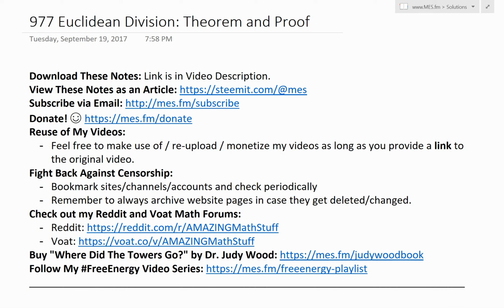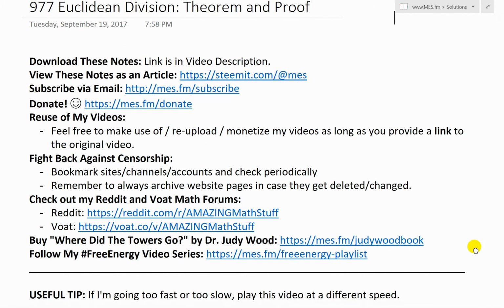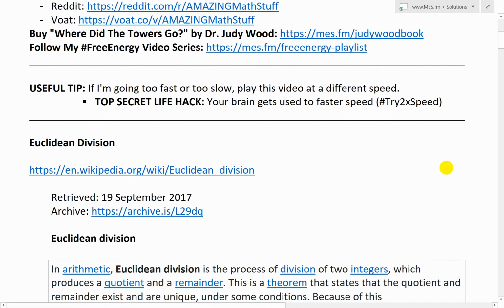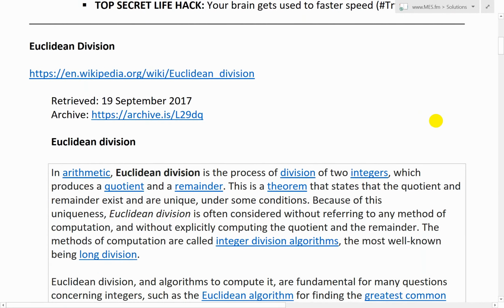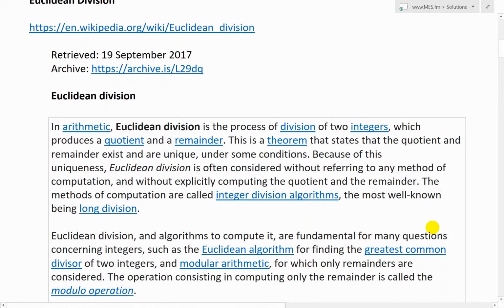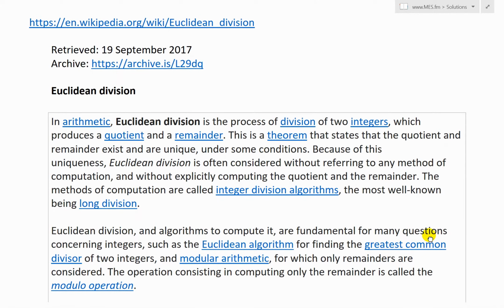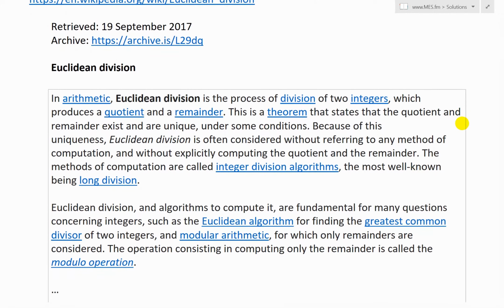To discuss a pretty interesting topic, and that's Euclidean division. We'll look at the theorem and then go over the proof. So let's just jump right into Euclidean division. Let's look at the Wikipedia mainstream view of it, and then just go over the derivation.